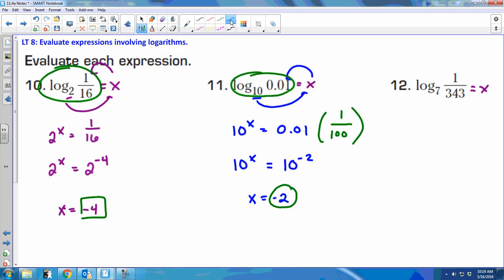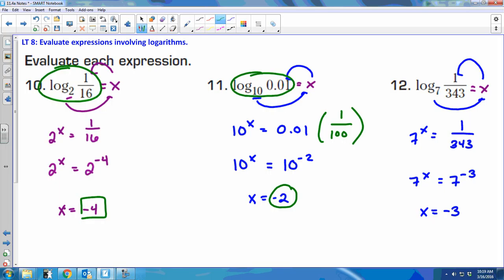So same thing on the last one. Log base 7 of 1 over 343. So 7 to the x power equals 1 over 343. So 343 is 7 to the third. So 7 to the negative third. Are these ideas making sense?